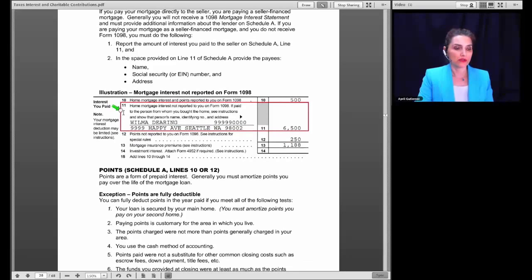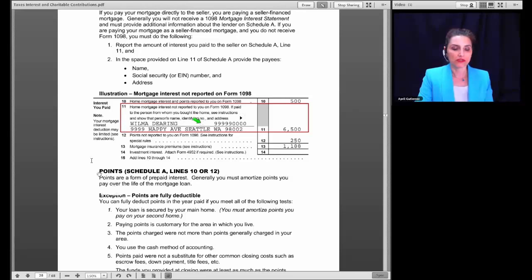And here we have a situation where we've got a seller-financed mortgage. The interest payments are being made to Wilma Deering. This would be her Social Security number, and this would be her address. So the IRS is wanting the name, Social Security number, or the EIN number of the person you are making the payments to, as well as their address.